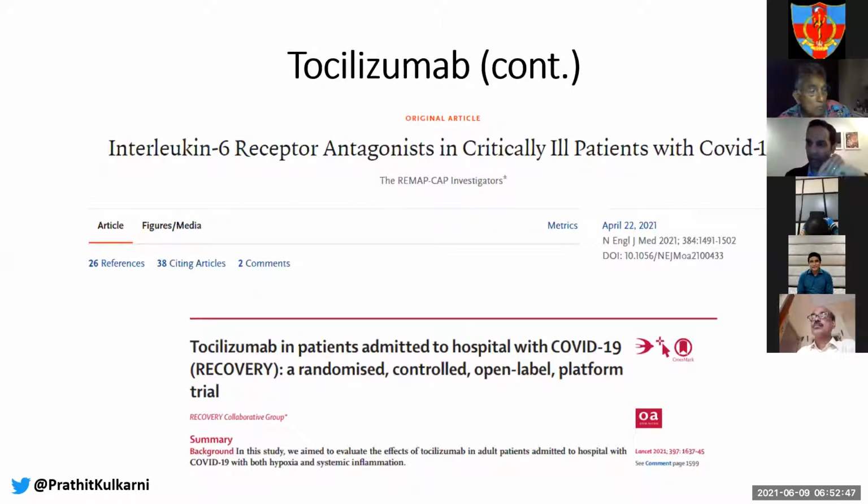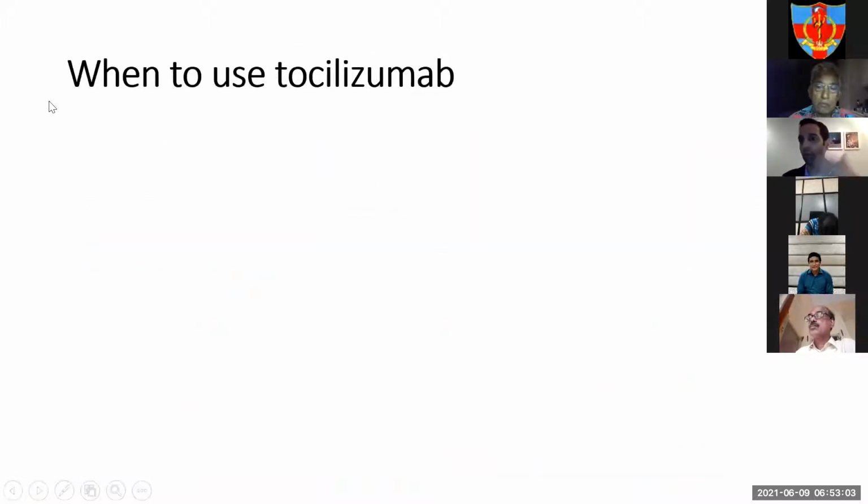When patient is in the hospital, they're getting worse. They're not yet intubated. They're not in the ICU, but they're getting worse. As you're seeing them every day, their oxygen is going up. Everything is going in the wrong direction. That's the time to use tocilizumab. So this is when I use tocilizumab if I'm seeing COVID patients.